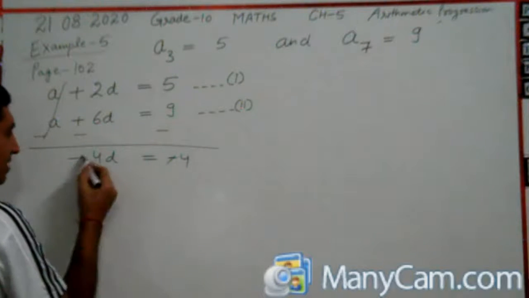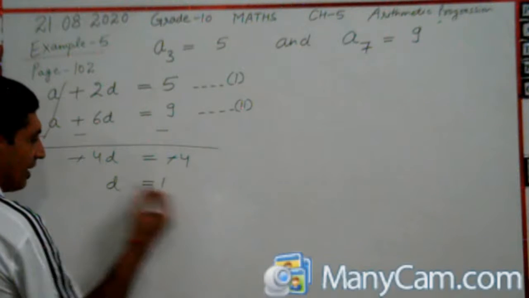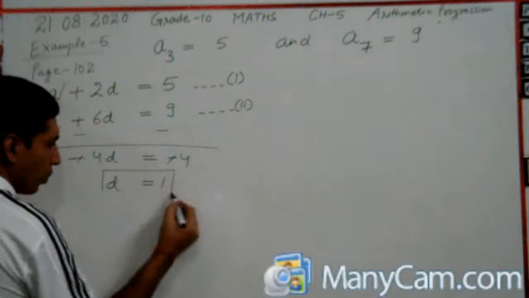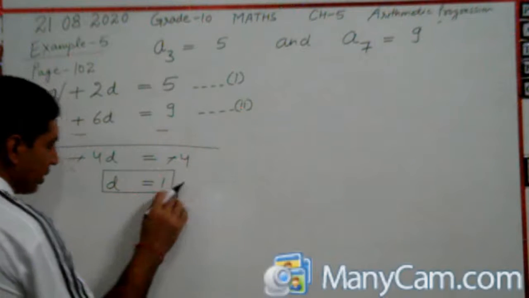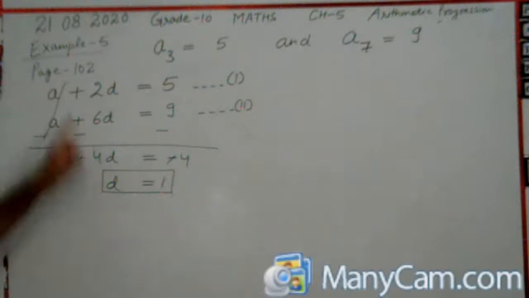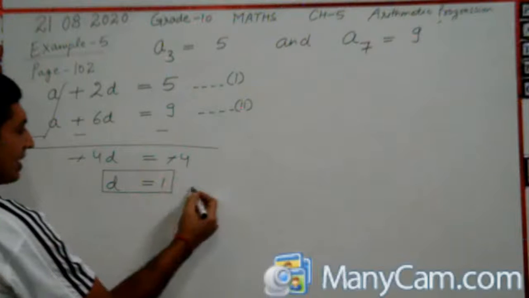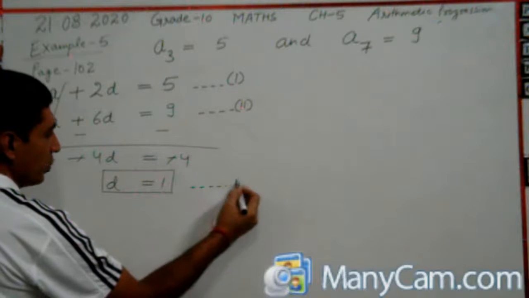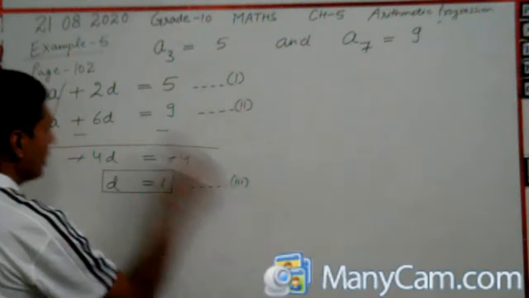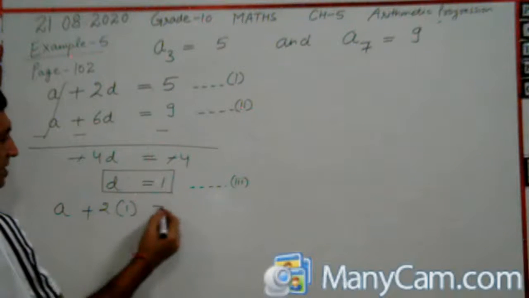Again minus will get cancelled. 4 and 4 will get cancelled. The value of D is equal to 1. Now when we have got the value of D, we can find the value of A also. In any equation we can put the value of D. Put D equal to 1 in equation 1. We get A plus 2 into 1 is equal to 5.